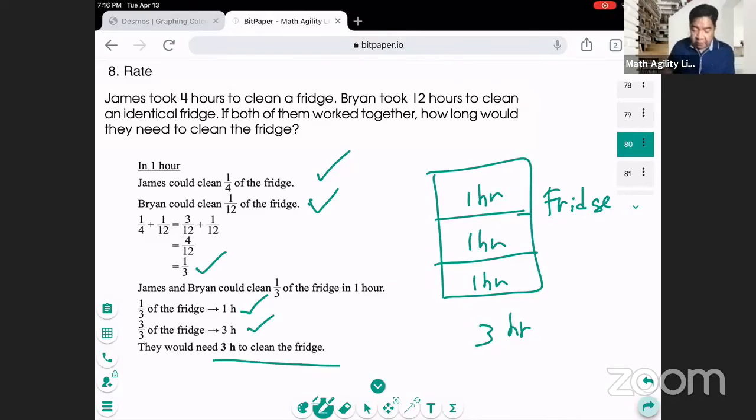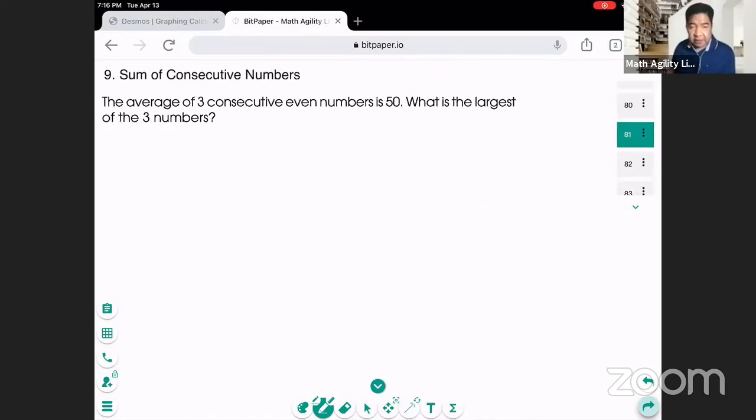So that's how Singapore Math would solve this. Okay, again, please comment which do you think is the easier method in solving this kind of problem. All right, let's move to the next problem. So this is sum of consecutive numbers. Again, this is a very common problem given in algebra classes. So I think this is also an easy question here.